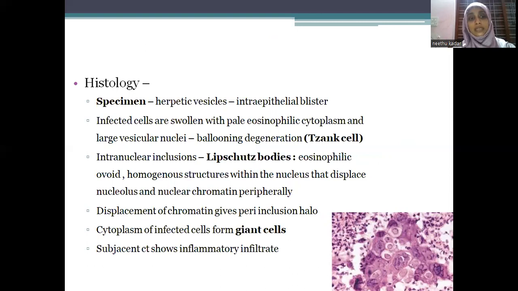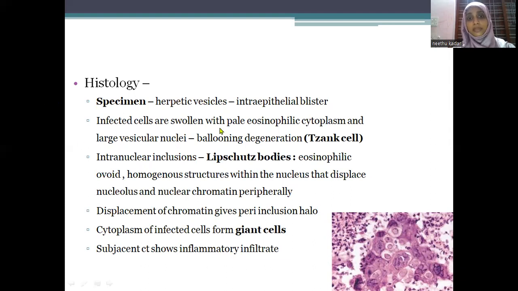We can diagnose HSV by obtaining fresh scrapings from the base of the lesion and using different stains like Giemsa, Wright's, or PAP. This helps to demonstrate specialized cells which have undergone balloon degeneration, known as Tzanck cells, and the test is called the Tzanck test.